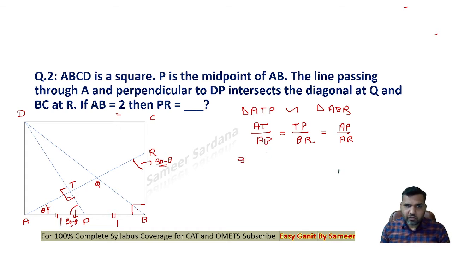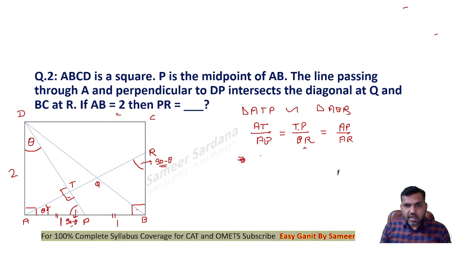Now we don't know the length of AT, but we know the length of AB here. TP is also not known to us, and we don't know the length of BR either. But similar to this, you can see that this angle is 90, this is theta, and this is 90 minus theta. This whole angle is 90 degrees. This side will be equal to 2 centimeter as it's a square. This is 2. Now you can see that this is 90 minus theta, this is 90. So can I say that this angle will be equal to theta?